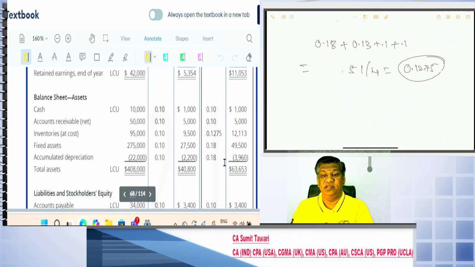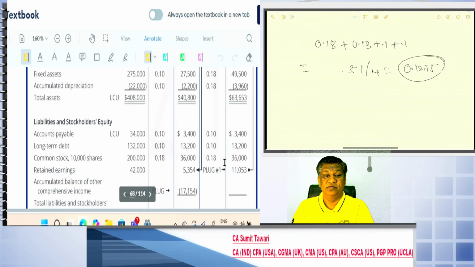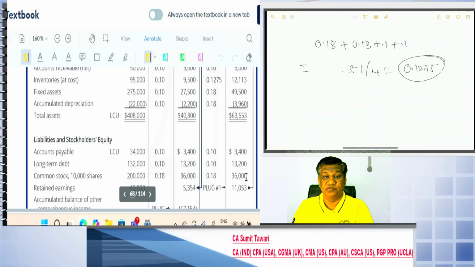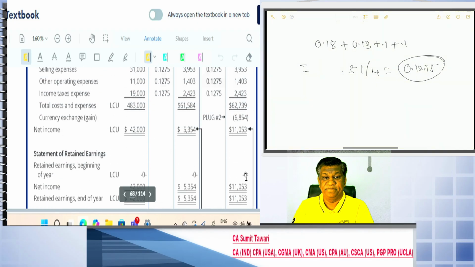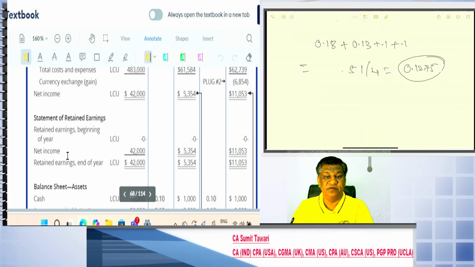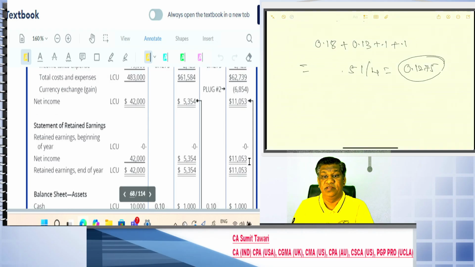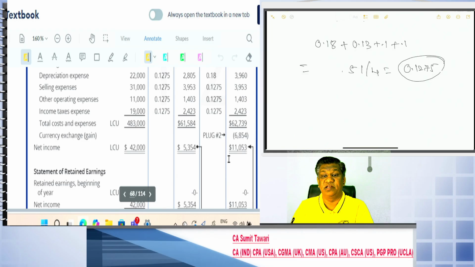So, net income you will get as per the retained earnings. Means how we calculate the retained earnings, that also you need to understand. This is the statement of net income, 42,000. When we converted this 42,000, we will get 11053. And the same amount we are getting here.